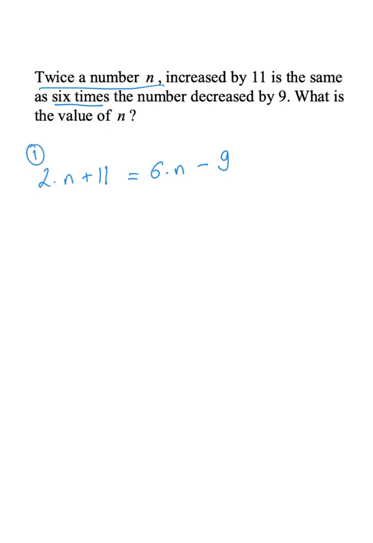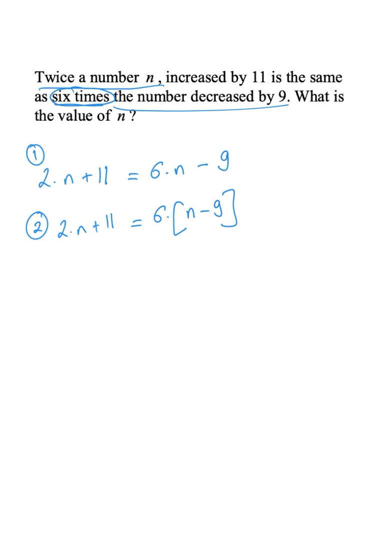But you know what? You can also understand this problem in the following way. Equation 2. Twice a number n, meaning 2 times n, same thing, increased by 11, plus 11, same thing, is the same as, equals, same thing for now. 6 times, now we can understand it's 6 times what? The number decreased by 9. It's 6 times the number decreased by 9.